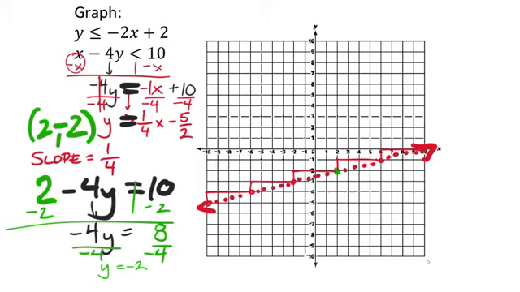And again, why is it dotted? Because all the ordered pairs on this line right there that we just drew would be false in the original inequality here. Okay.